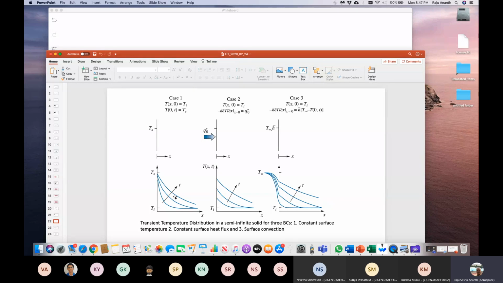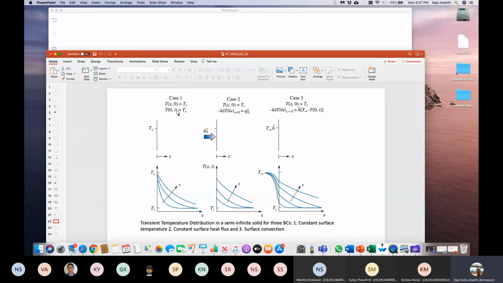So you can plot these temperature variations in time as a function of x. This is basically the surface temperature, and here I see that the temperature is slowly becoming Ti everywhere. Okay, so this is the first problem, where at x equal to 0 I applied a surface temperature, with Ti as the condition everywhere else.